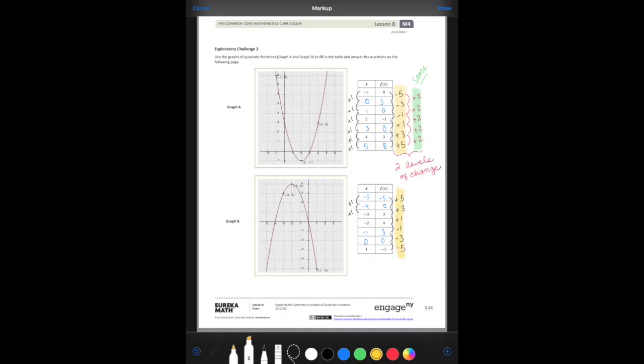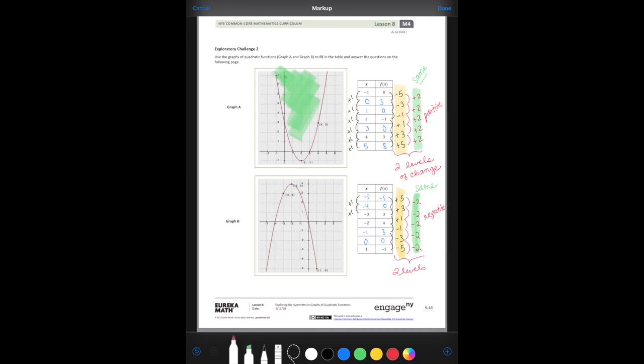In graph B in the bottom, you're seeing that I'm starting to look for those changes as well in the Y column. And what I'm noticing is that the second level of change is actually the same. So this would also be a quadratic, and it's actually subtracting. So we have 2 levels of change. They follow the pattern. One is positive for graph A, one is negative for graph B, and you can see that being represented in the graph.